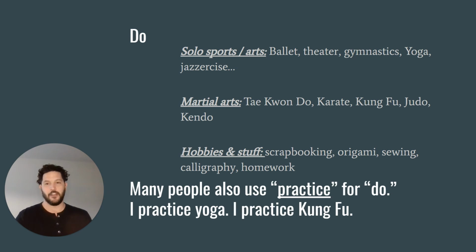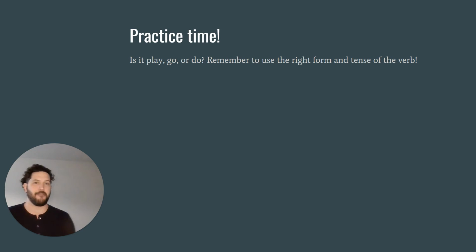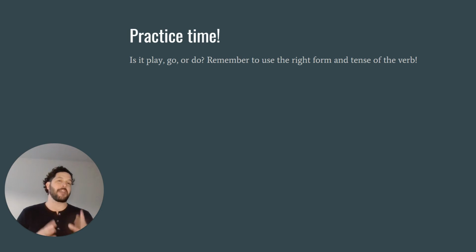So there it is. Here it is, practice time. Play, go, or do. Remember to use the right form and tense of the verb for these examples. So it's not just play, go, do. It could be played, or it could be went, it could be done. Your job is to find the correct form of play, go, or do for each example.